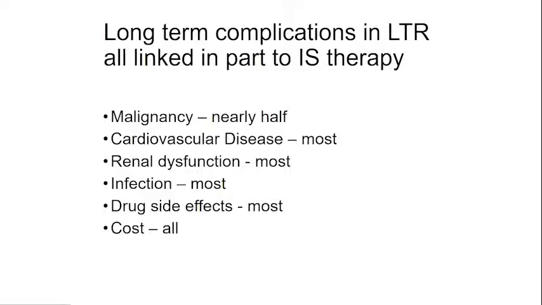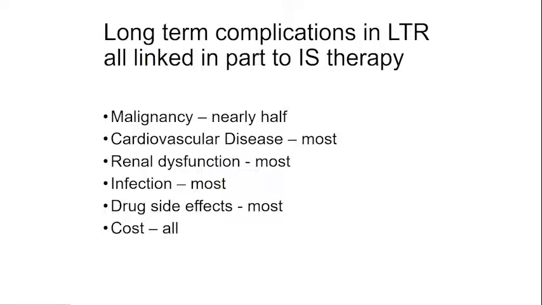Cardiovascular disease: most patients have some form of cardiovascular disease, from just hypertension to more significant disease like coronary artery disease or strokes. This is a significant problem in this population. Renal dysfunction: over time, most patients have some degree of renal dysfunction, chronic kidney disease. Infection is increased in these patients because of immunosuppression therapy. Most patients do have some type of drug side effects, particularly early after the transplant, but maybe long-term. And of course, these medications are costly to the patient and the healthcare system.